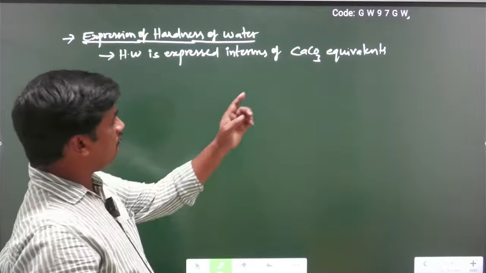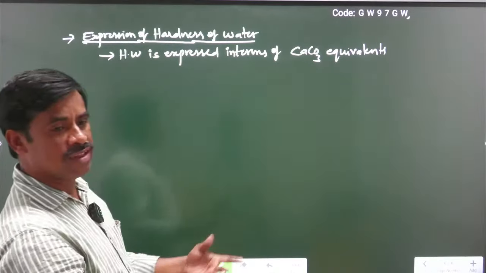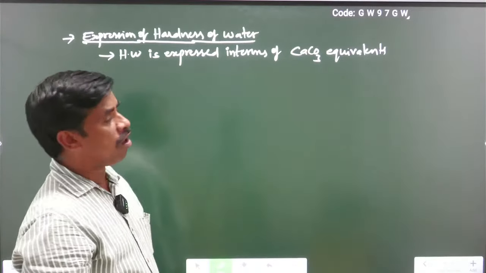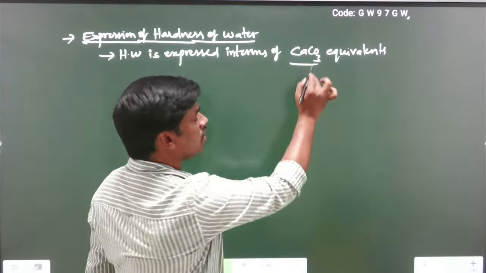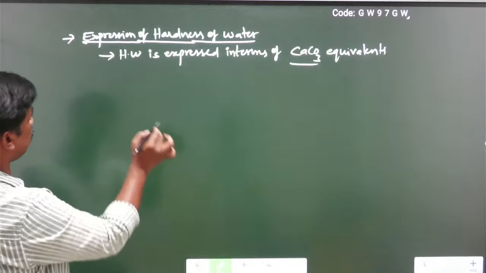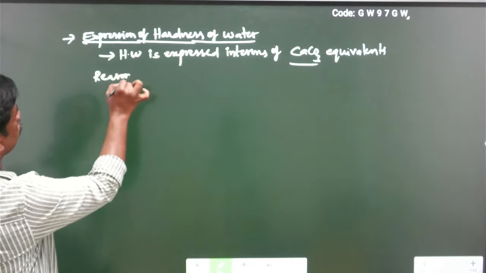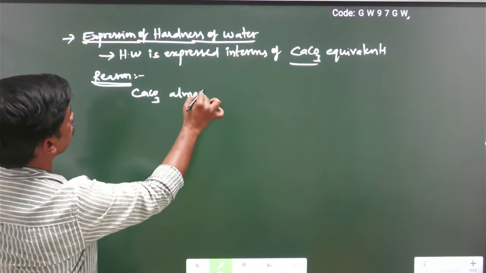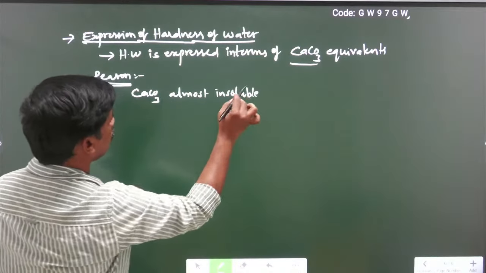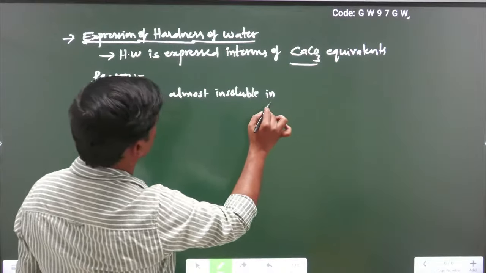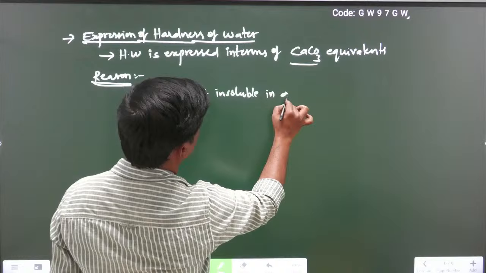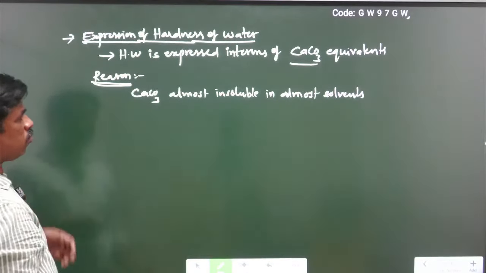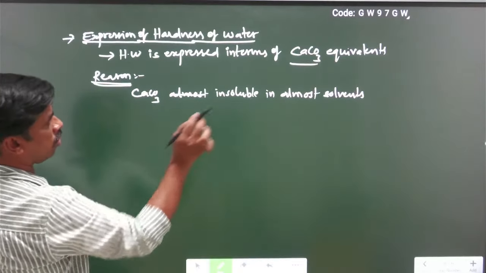Why is it expressed in terms of calcium carbonate equivalents, and not in other equivalents? Because calcium carbonate is almost insoluble in almost all solvents. What is the reason for expression in calcium carbonate equivalents? Calcium carbonate is almost insoluble in almost all solvents.